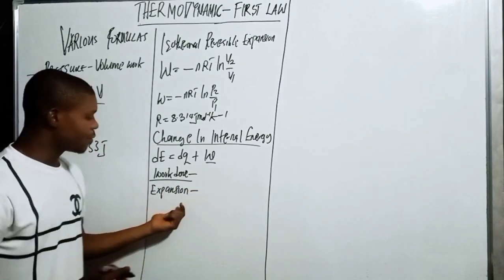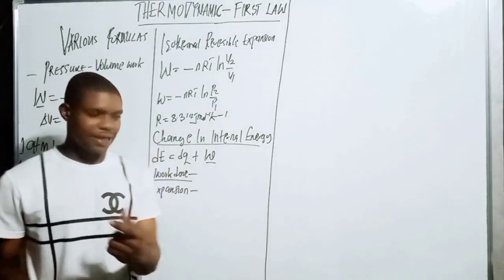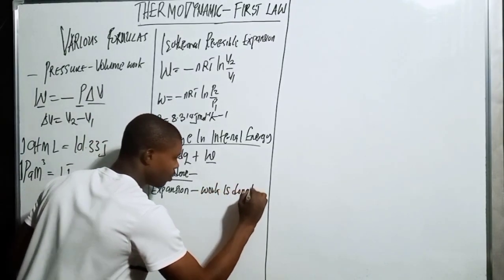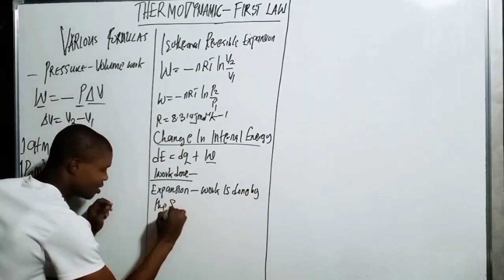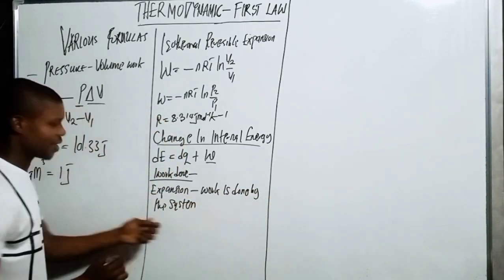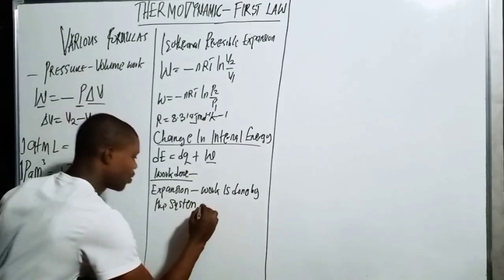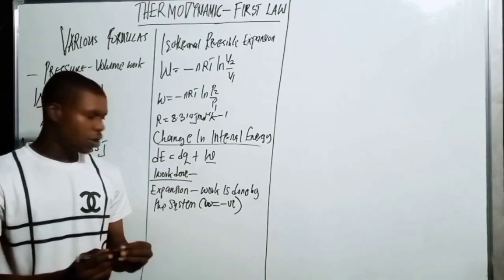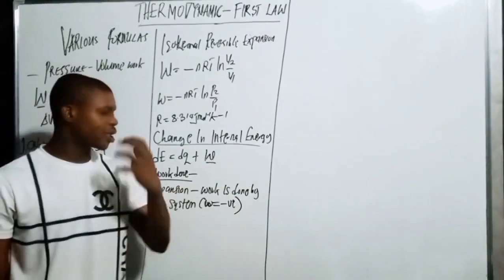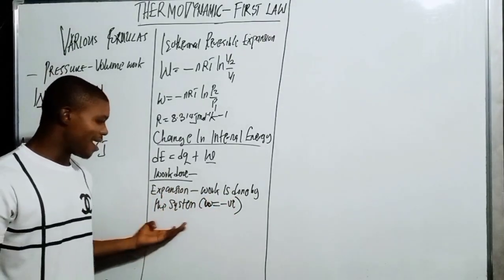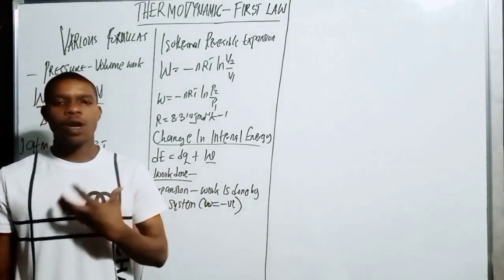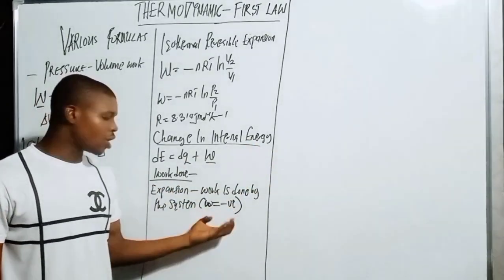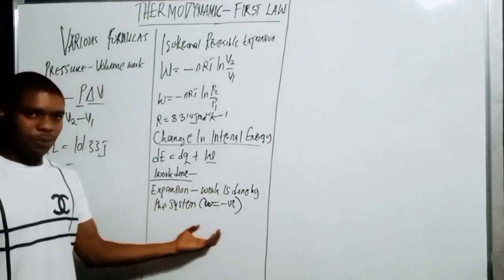Expansion means that work is done by the system. And when work is done by the system, W is negative. Please pay attention here. So when we talk about expansion, work is done by the system, and whenever work is done by the system, it's called expansion and W is negative. Pay attention to this one because you are going to see problems under it.